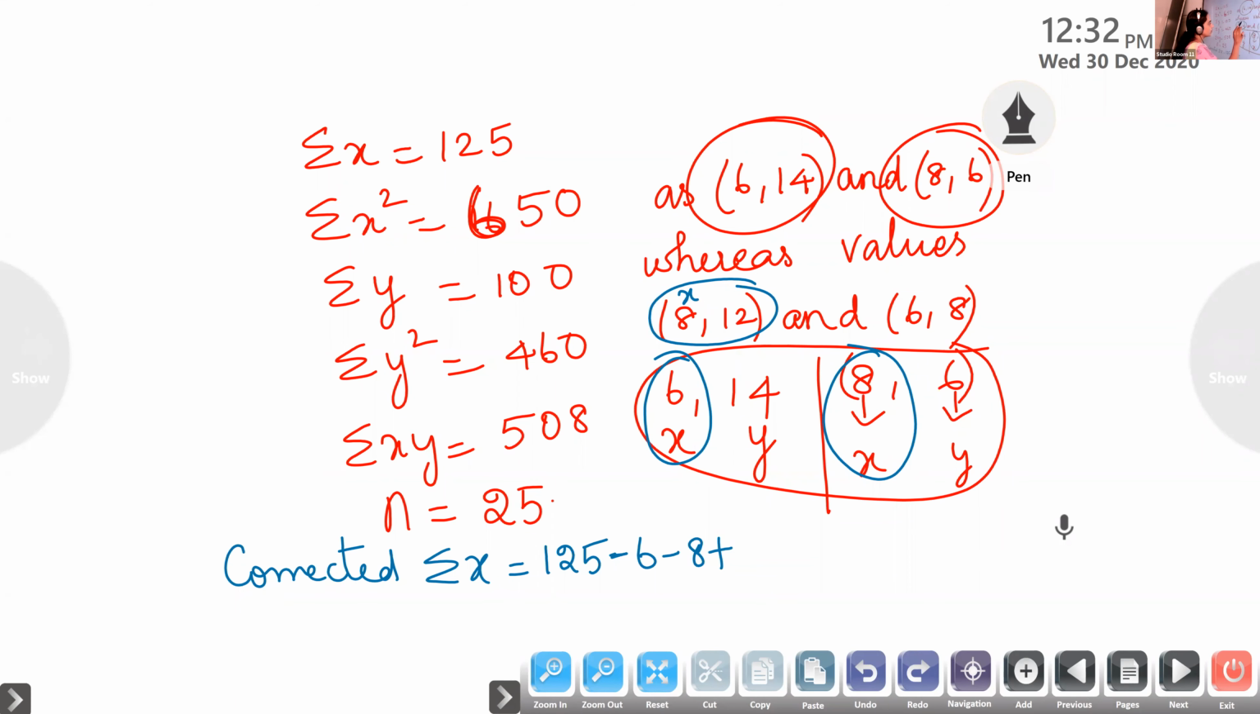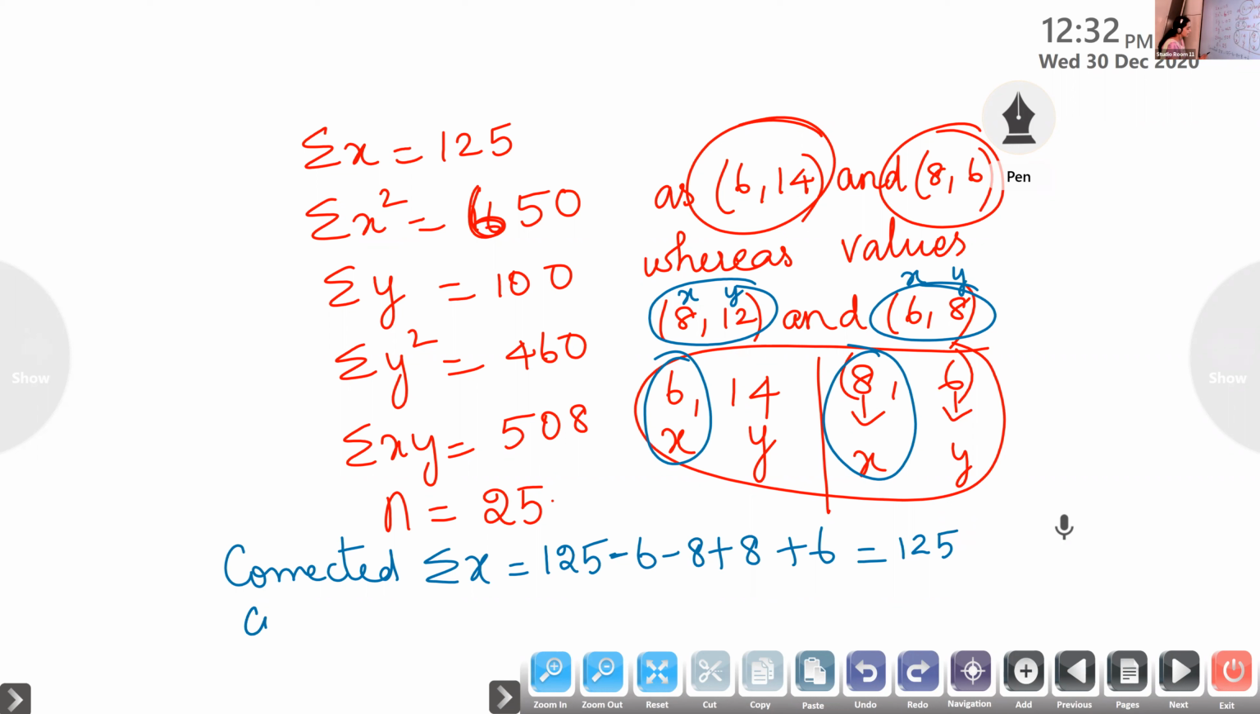So this is x value, this is y. Again here, this is x, y. So correct values of x and y. So what are the correct values of x and y? It is plus 8 and plus 6, isn't it? So everything will get cancelled. So corrected sigma x is 125.